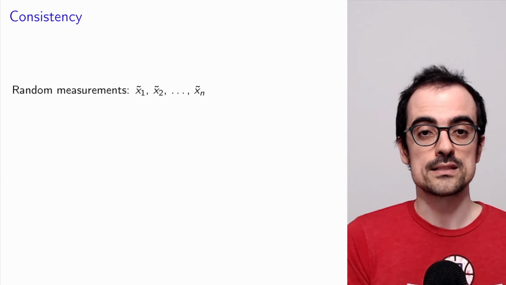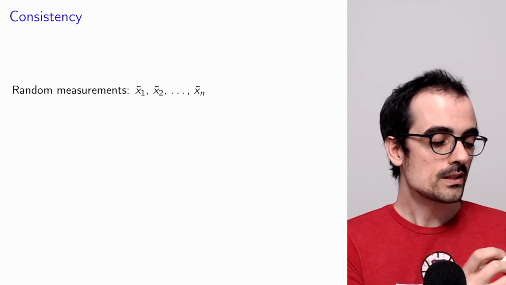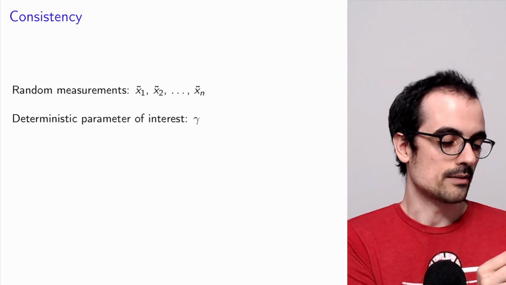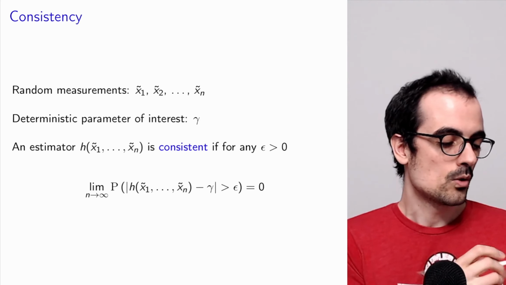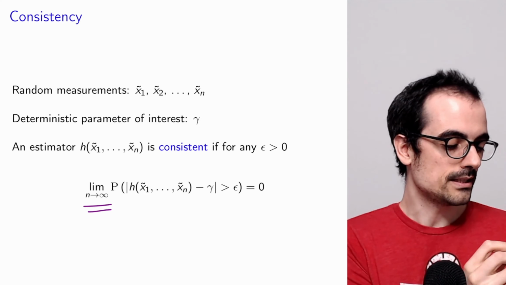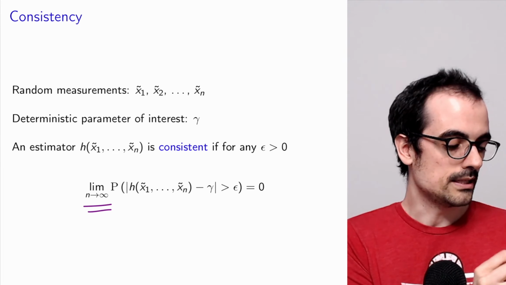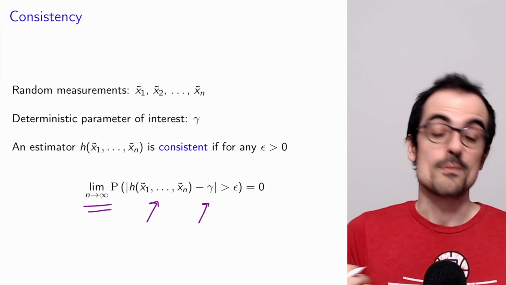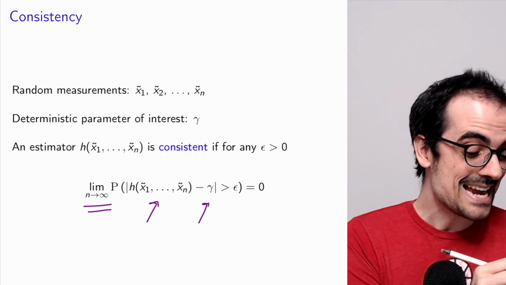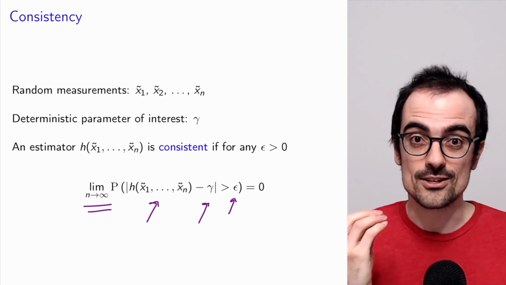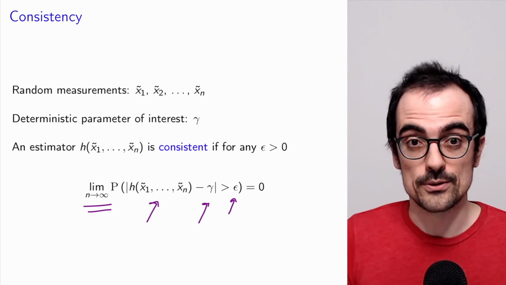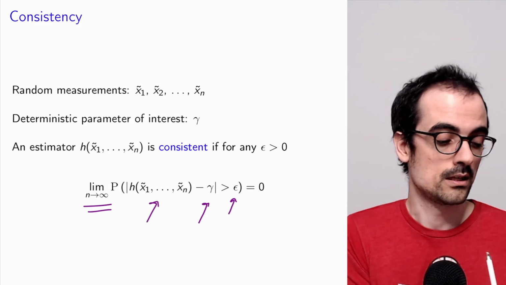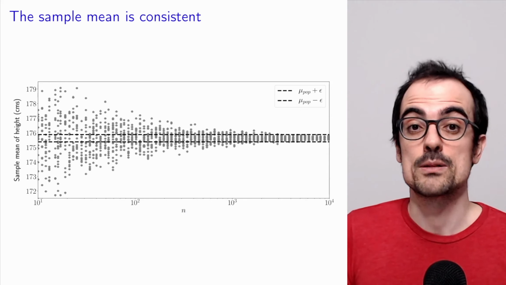Consistency just means that if we estimate a parameter from n random measurements, a deterministic parameter of interest gamma, when we take n to infinity, the probability that the difference between the estimate and the population parameter is greater than any epsilon, no matter how small epsilon is, eventually goes to 0. Okay? If that happens, then we say that an estimator is consistent. And it turns out that the sample mean is consistent.